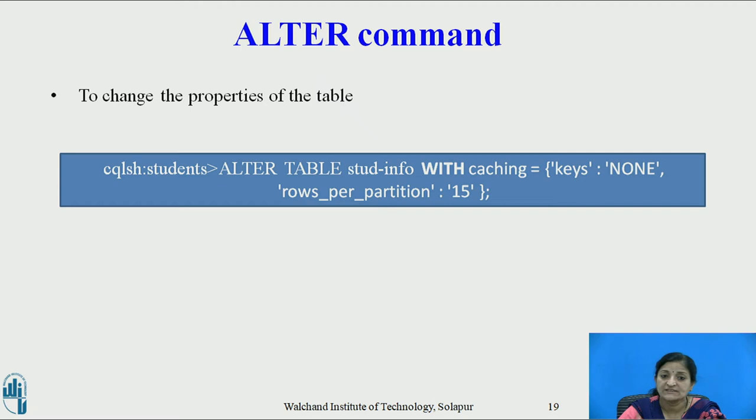Now how to change the properties of the table using alter command? So I use alter table student info with caching is equal to keys none, rows per partition is equal to 15. So I am setting two properties here, caching and rows per partition. Caching I am setting it to none, that is no caching of the table or the rows is done, and rows per partition is 15. So we know that horizontal partitioning is used in Cassandra. So one partition will consist of 15 rows here according to the query.